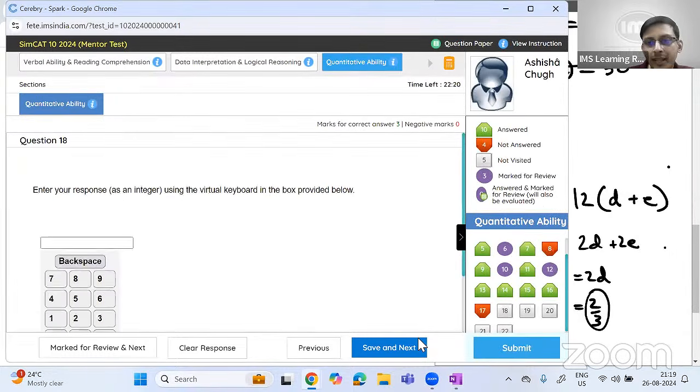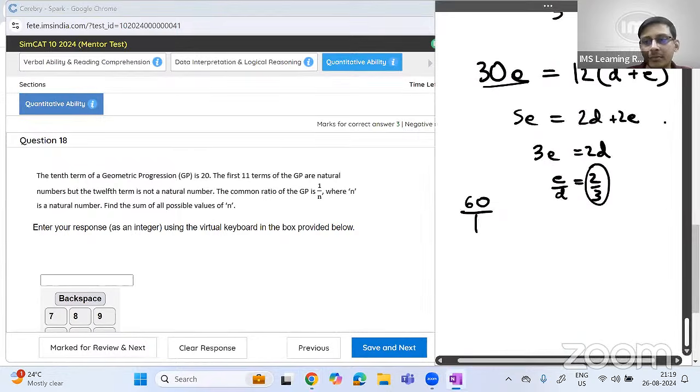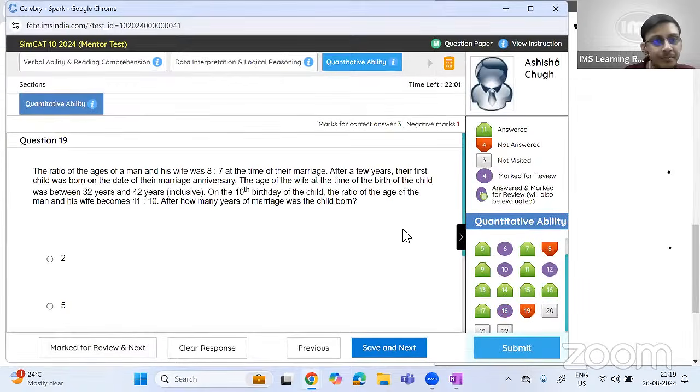Yeah, should be correct. Okay, if you look at the next one, 10th term of a GP is 20. First 11 terms are natural numbers. 12th is not a natural number. Common ratio 1 by n and sum of all possible. Seems a bit tricky. I'll come back to this.